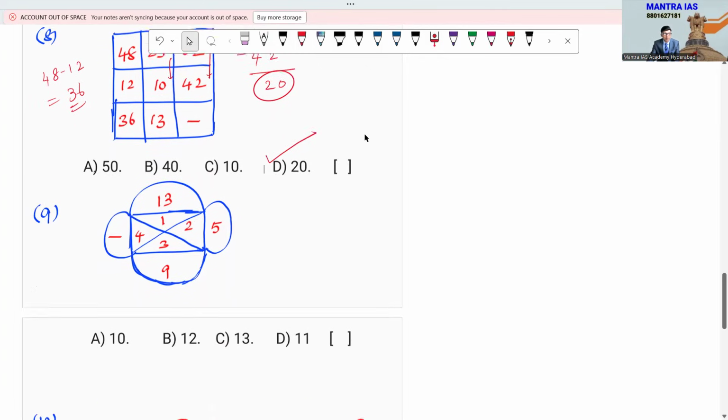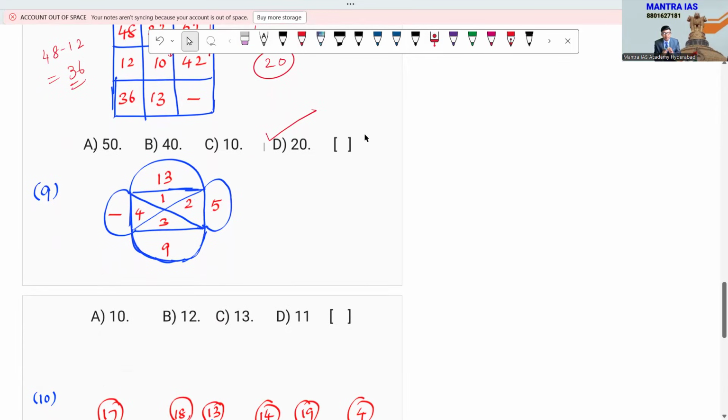Then please go to question number 9. It's really a different question. Just to tell you one of the different models, I have taken this question. See, this is a rectangle, ultimately with a half circle upon every side of the rectangle. In this one, we have 1, 2, 3, 4, and outside are 5, 13, 9, something.